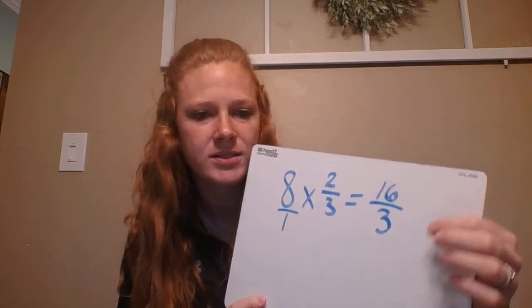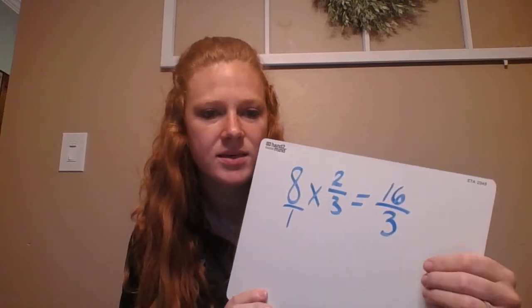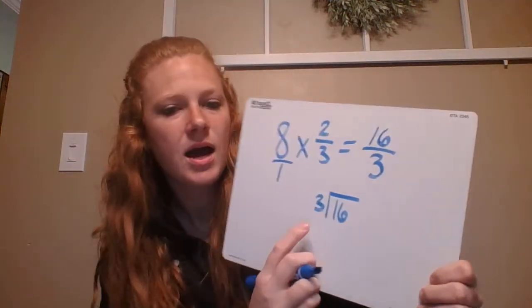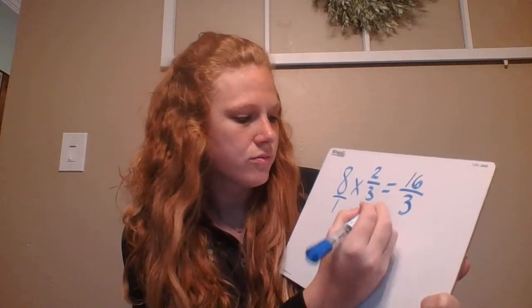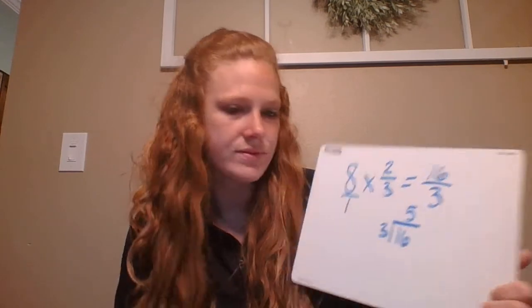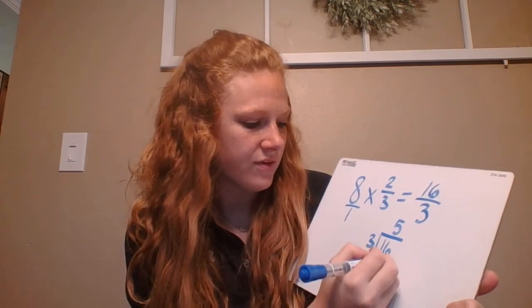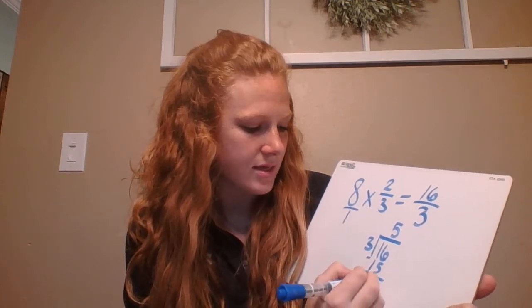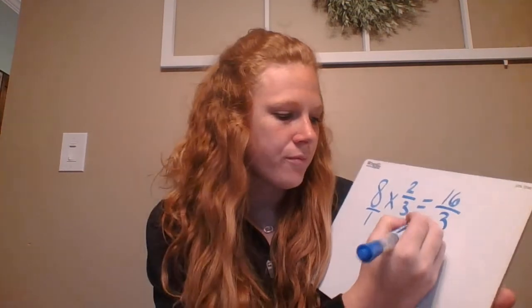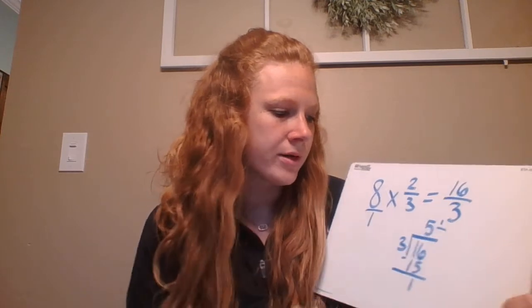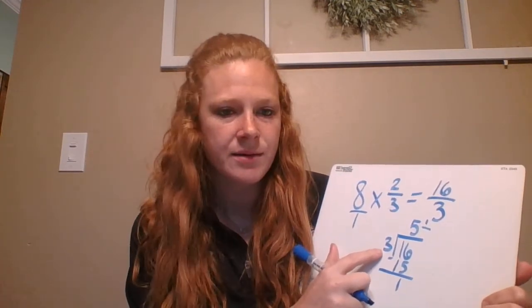Once again, it's bigger on top than it is on bottom. So I need to make this a mixed number. I can do that by dividing 16 divided by 3. How many times can 3 go into 16? 3 can go into 16 5 times. 5 times 3 is 15. I subtract, I get a remainder of 1. And if you remember, you write your remainder as the numerator, and your denominator is the number that you're dividing by, which would be 3. So your final answer, I'll write it bigger, should be 5 1/3.